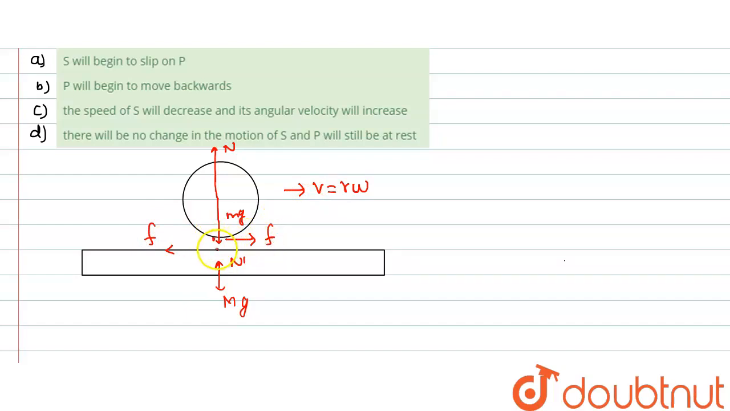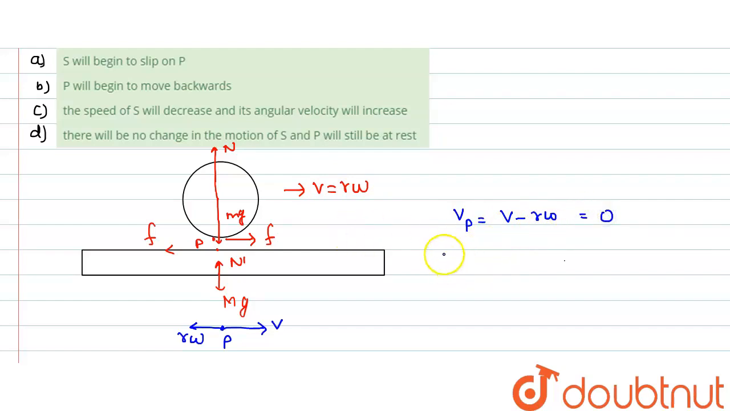Let's say the contact point is P. What is the net velocity Vp of this point? There would be velocity in the forward direction, which is V, and due to angular motion there would be r omega in the backward direction. So the net velocity of the point P would be V minus r omega. But we know that V equals r omega. If we put the value of V as r omega, these two terms cancel, so Vp would be equal to 0.